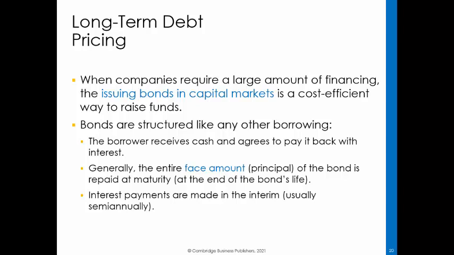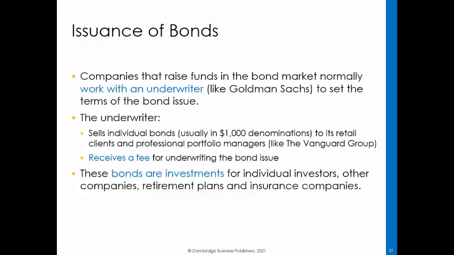Bonds are structured like any other borrowing. The borrower receives cash and agrees to pay it back with interest. Generally, the entire face amount or principal of the bonds is repaid at maturity, the end of the bond's life, and interest payments are made in the interim, usually semi-annually.